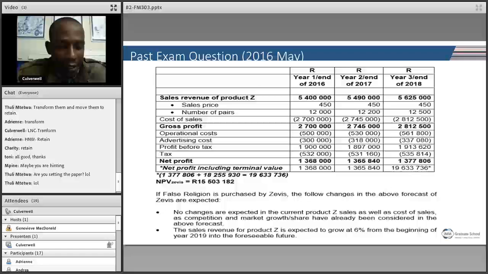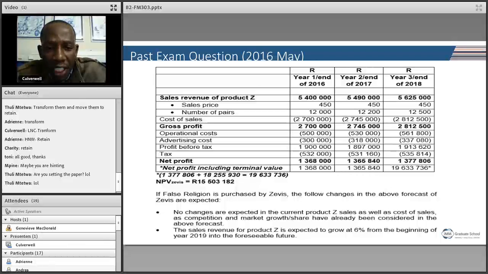And the number of pairs we are anticipating, remember this is a projection, we are anticipating to sell 12,000 pairs of jeans. If you say 450 rands times 12,000 pairs, it is going to give you 5,400. That's how you would have calculated your sales revenue for product Z in year 2016. I'll move. Cost of sales, it is given as 2.7 million.